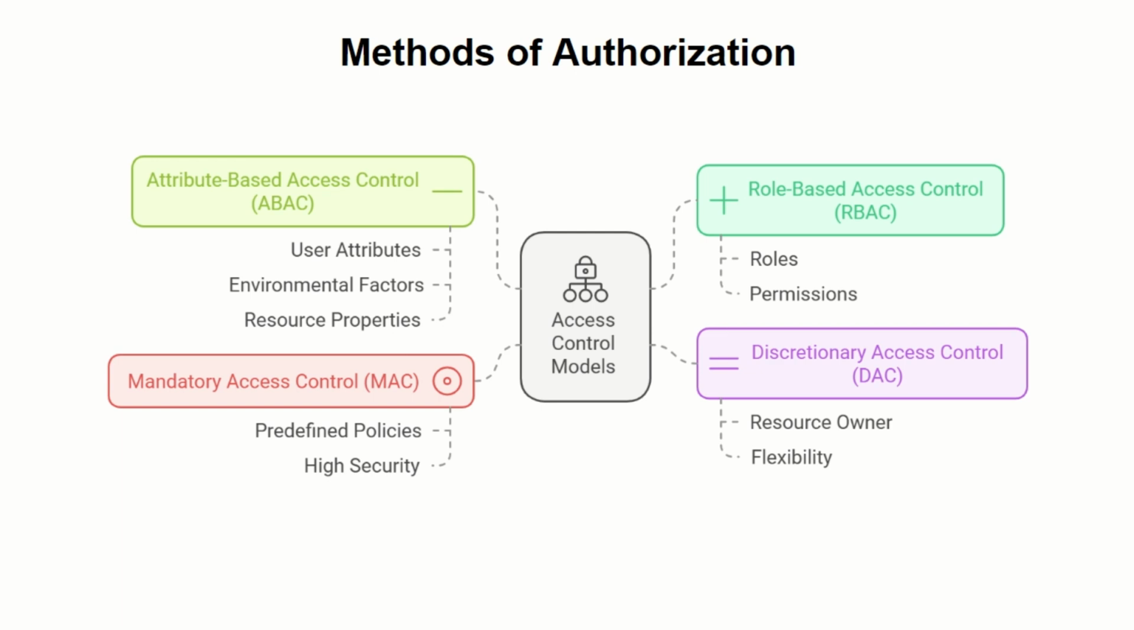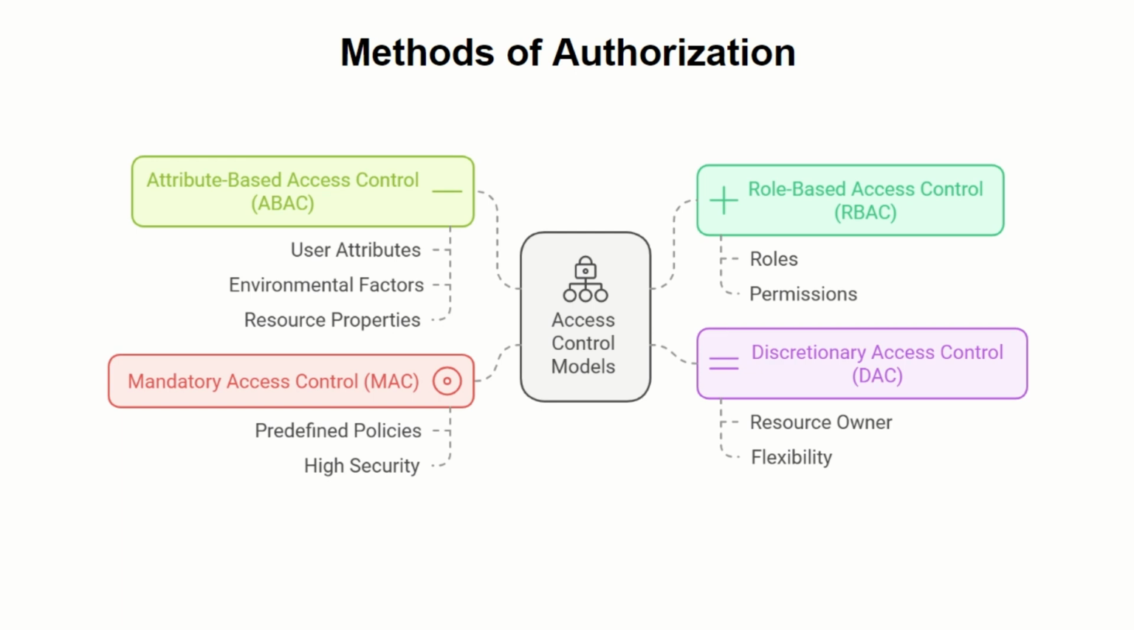Then discretionary access control, DAC, where the owner of the resource decides who can access it. It's more flexible but can be more difficult to manage in large systems. And mandatory access control, MAC, where access decisions are made based on predefined policies, not by resource owners. It's more restrictive and often used in environments that require a high level of security, for example military systems.